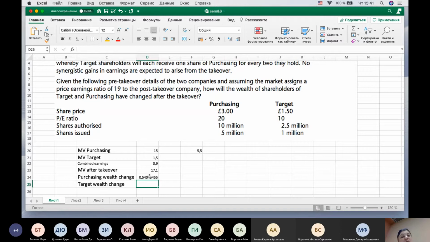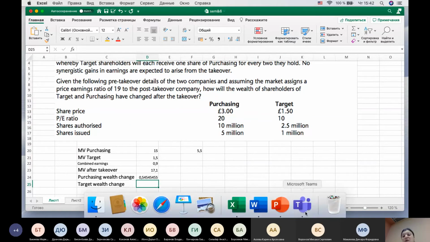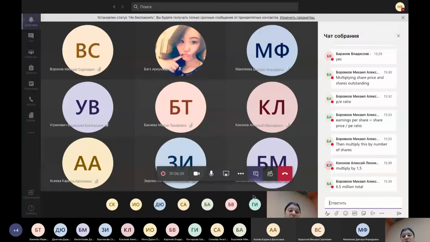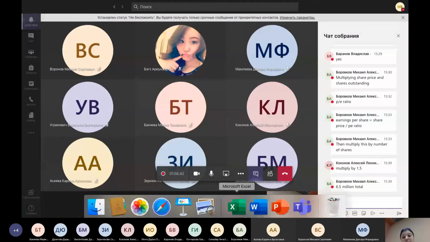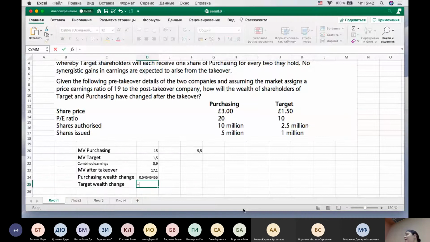But how could we calculate this meaning? How could we characterize this meaning? Target wealth change will be a new wealth for target shareholders minus the previous meaning of their wealth. But how could we calculate this meaning? How do you think?